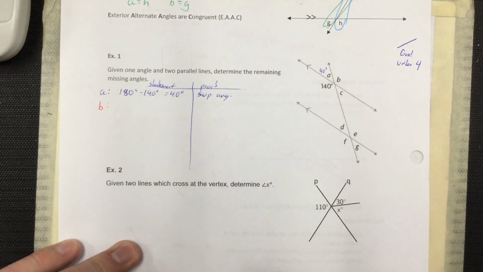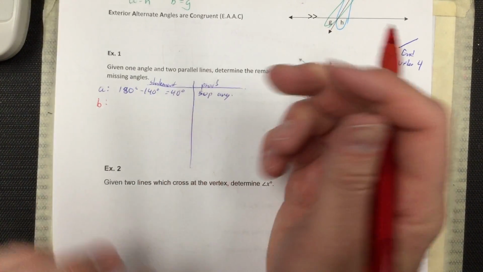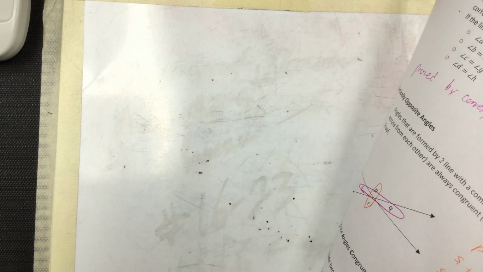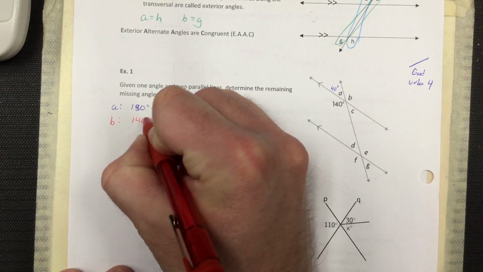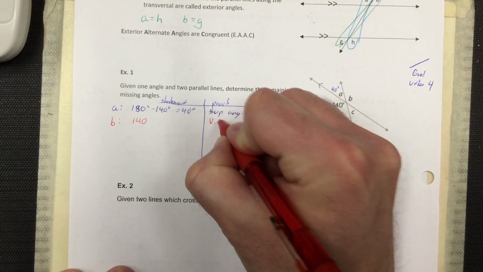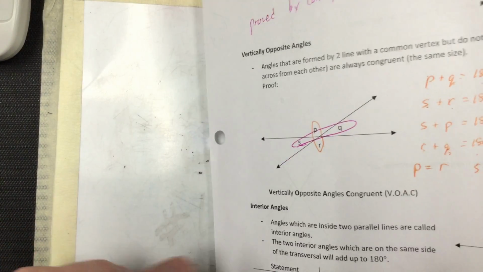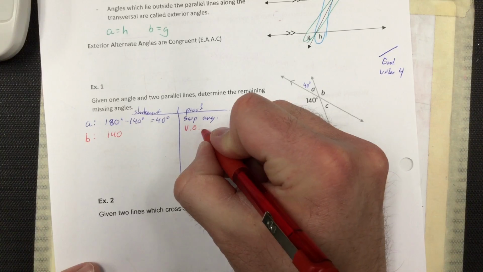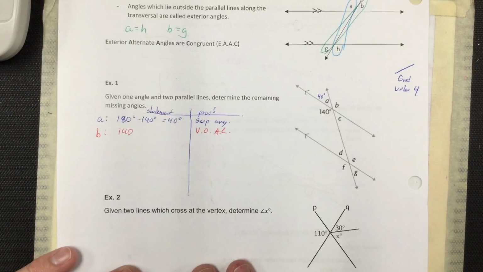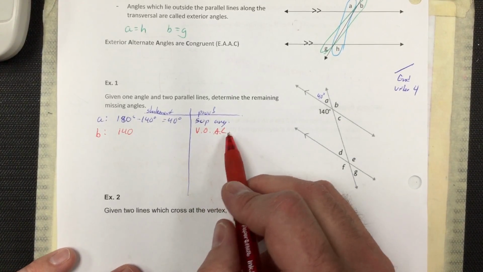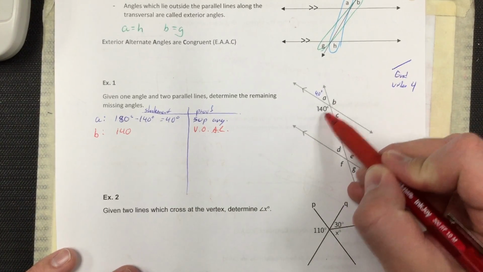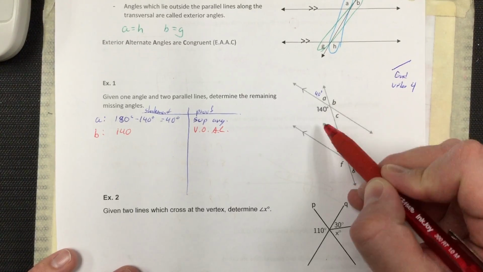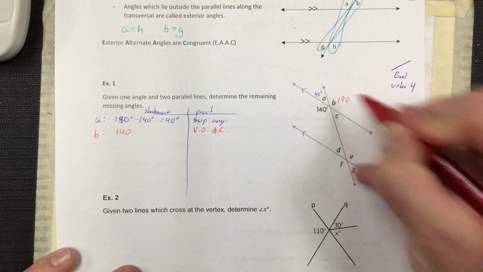But for B, I'm going to use the fact that our two lines are, what were we calling them here? There we go, vertically opposite angles. So B has to be equal to 140 because these are vertically opposite. Vertically opposite angles are congruent, so 140 and B have to be the same. So this has to be 140.